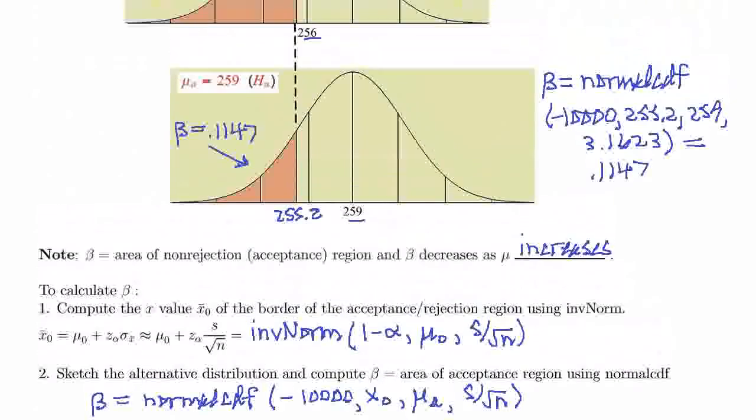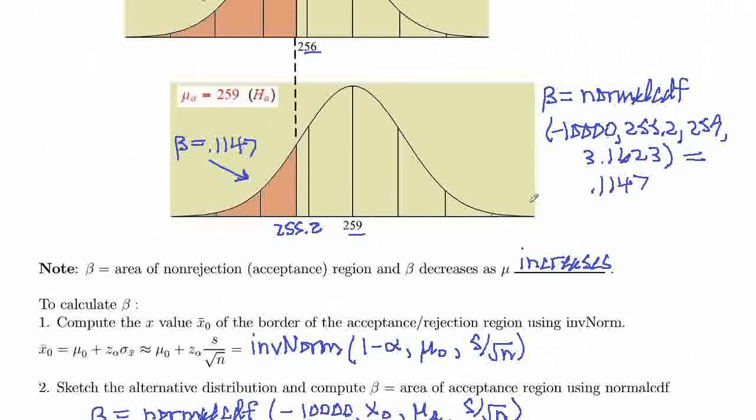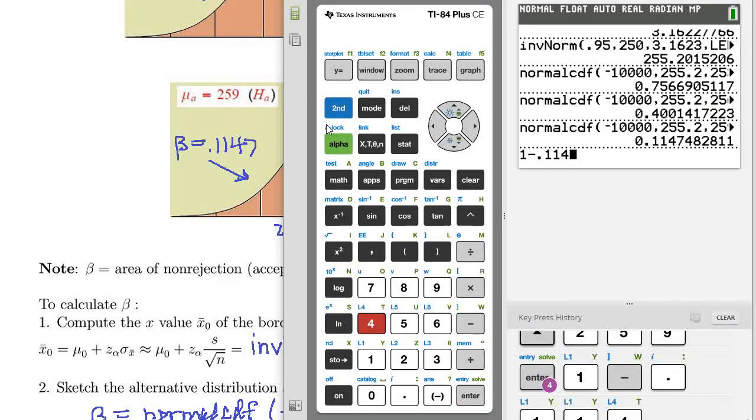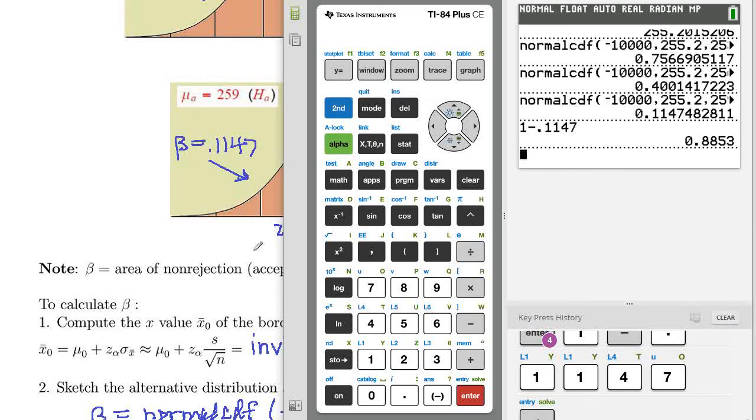So real quick here, if I asked you what's the power of that last test, it would equal 1 minus beta, 1 minus 0.1147, which is 0.8853.